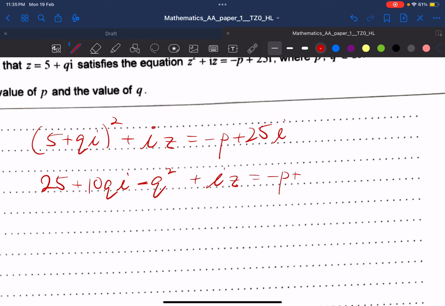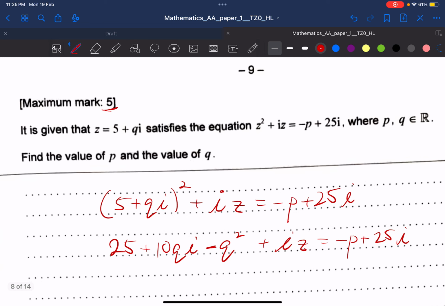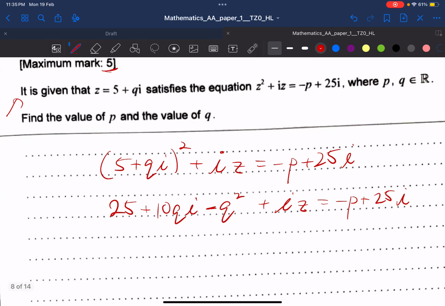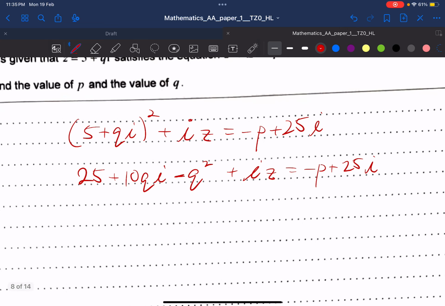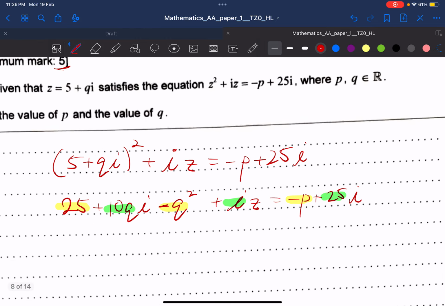Negative p plus 25i. Okay. And then here, if you're stuck, just remember one thing. If they're just asking a simple complex number question without any cosine or sine or e, they're basically asking you to compare the coefficients. So just compare the real number with the real number on the right hand side, and then compare the imaginary number with the imaginary side. Okay, so just compare the thing that I think is easier here.